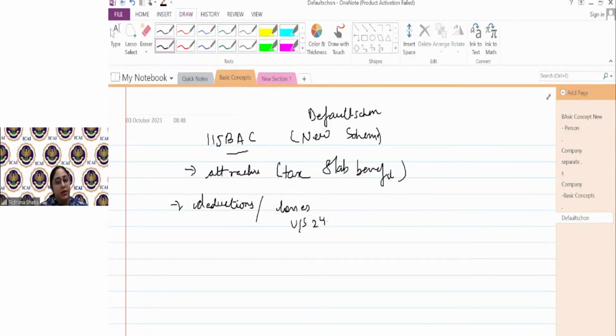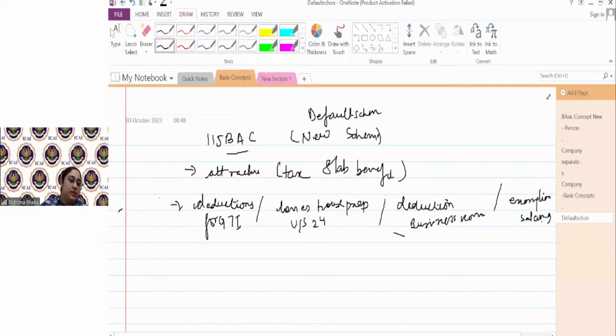Okay, so losses under some particular sections of house property which you are allowed to claim, some particular deductions which you are allowed to claim under business income, some particular exemptions which are allowed under salary. These particular things are not allowed. The result of these things, which you can see on the screen, is that it lowers down your taxable income.